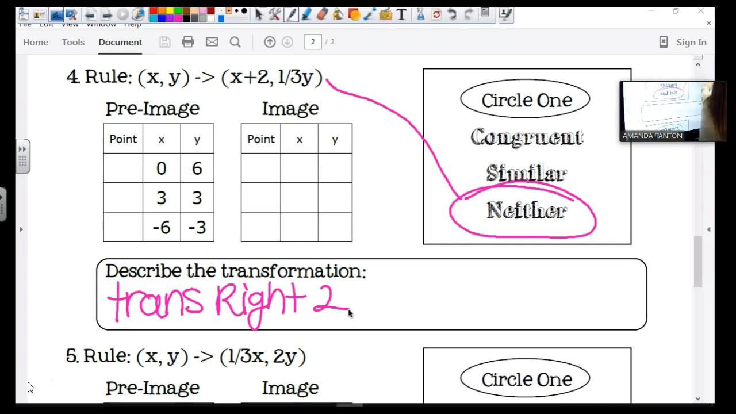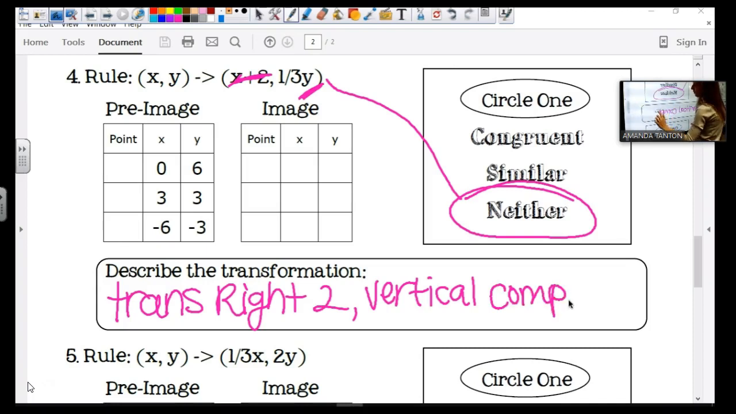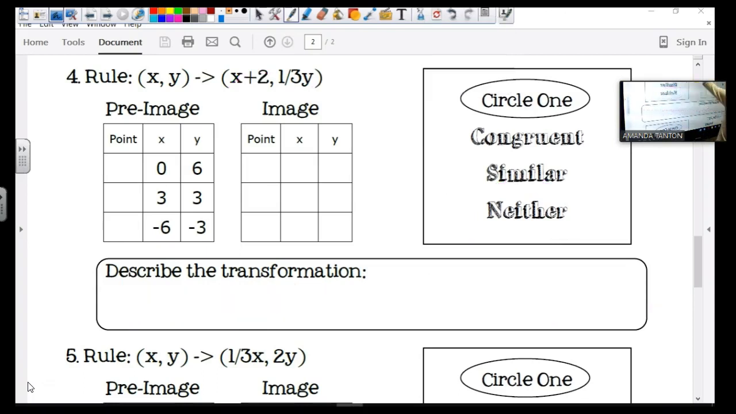So we're done with that. We used up that one. What else happened? Vertical. I write the word vertical because I'm dealing with Y. And then good. You write the word compression. Why? Because 1/3 is less than 1. Love it. Hopefully we're getting the hang of it. Clear that.